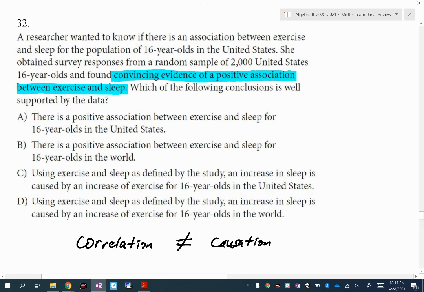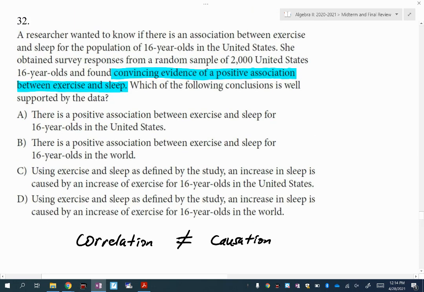The only way that you can prove a cause and effect relationship is to run an experiment. This is not an experiment. It says a sample, a random sample of 2,000 16-year-olds. So because it is a random sample, we cannot assume causation. We can say there's a correlation, and so I'm crossing out C and D. So the question is, what is my answer? They look the same, but the population is from the U.S., so my conclusion can only be about those 16-year-olds in the U.S., not the world.